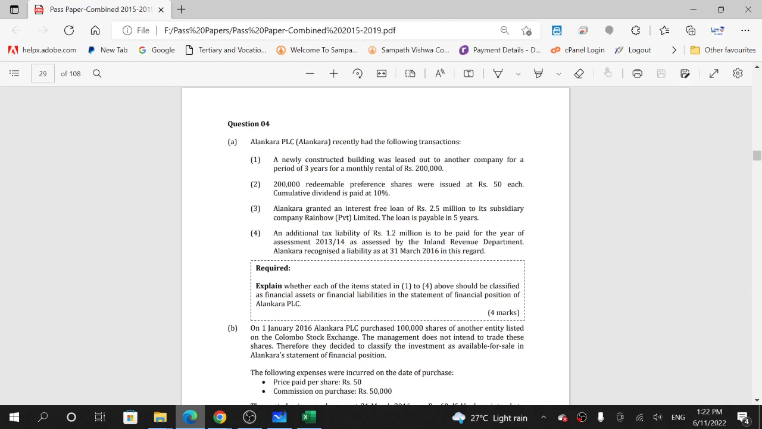Third one, Alankara granted an interest-free loan of rupees 2.5 million to its subsidiary company Rainbow Private Limited. The loan is repayable in 5 years. They have given an intercompany loan to one of their subsidiaries, as an interest-free loan. What do you think? Is it a financial asset or a financial liability?